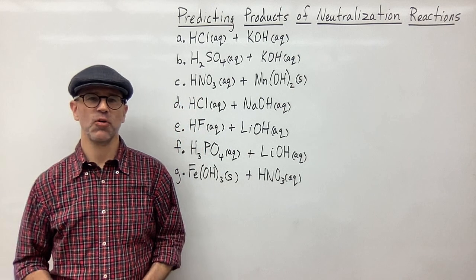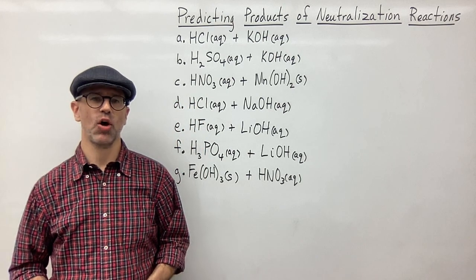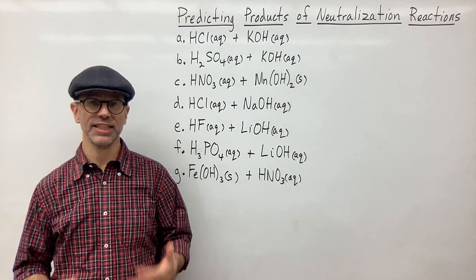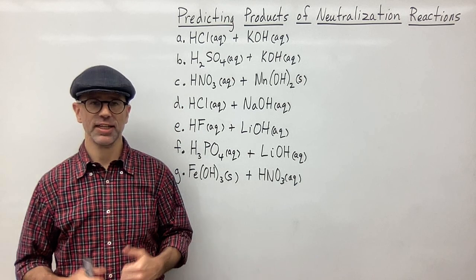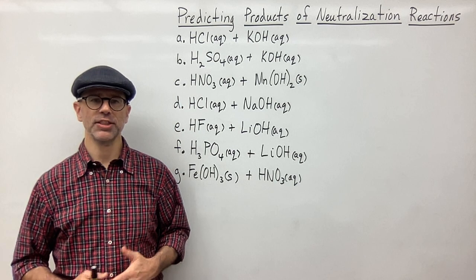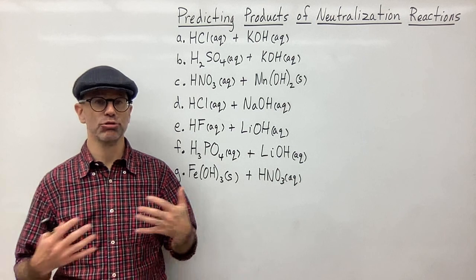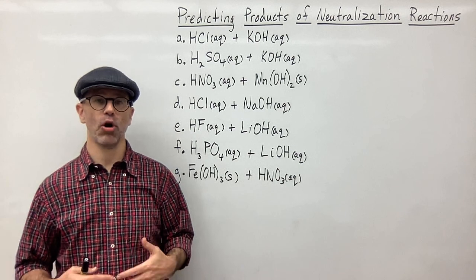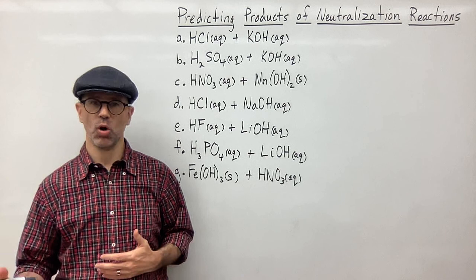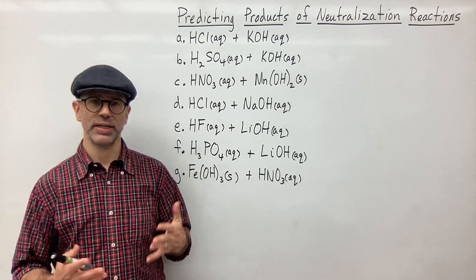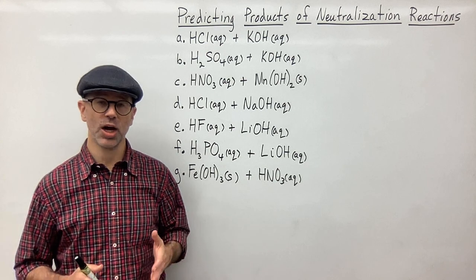My name is Mr. Cobalt and in this video I'm going to be going over how to predict the products of neutralization reactions. So let's get into this. A neutralization reaction is typically going to be an acid-base reaction where the acid and base neutralize each other. They react together to form some salt and usually water. And so basically we're going to figure out what the products are.